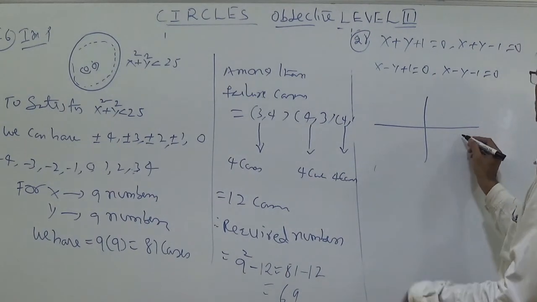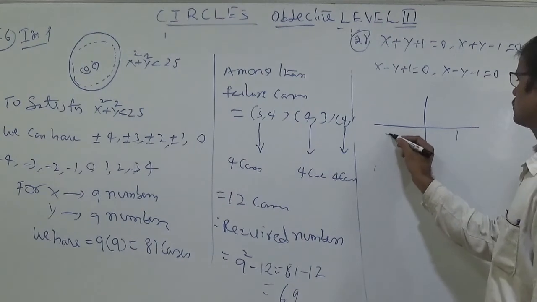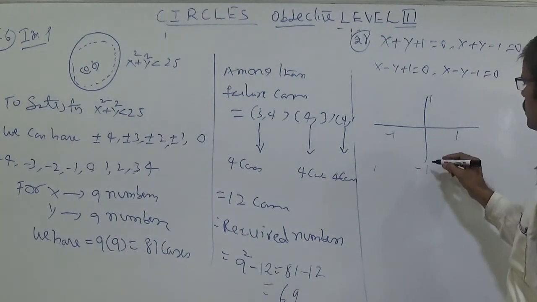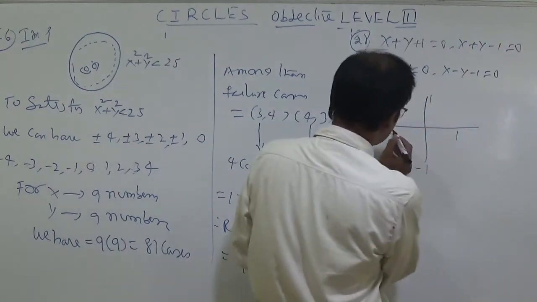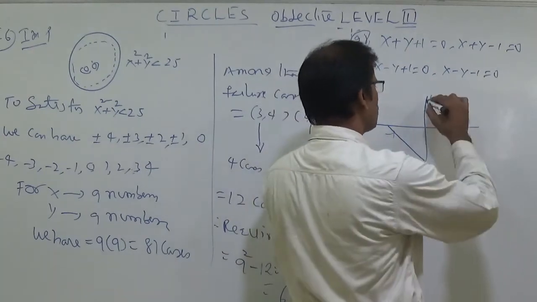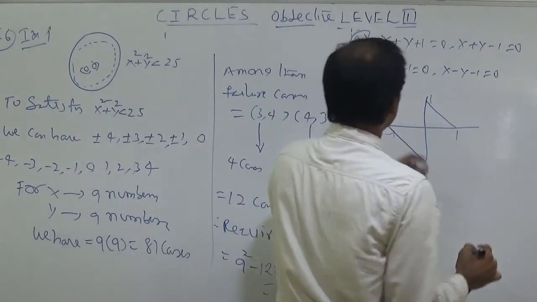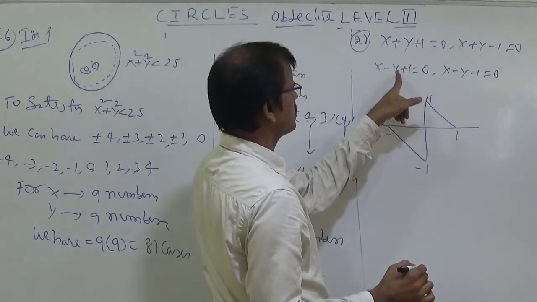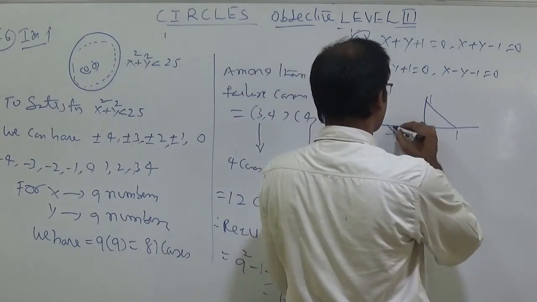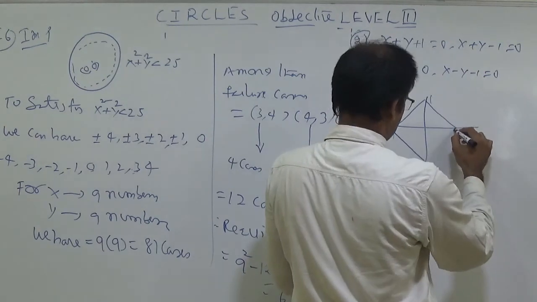So everything depends upon the intercept. Put here 1, minus 1, here minus 1 and here 1. So x plus y equals minus 1, both are negative, and the line you will draw like this. Here x plus y equals 1, both are positive, and you can get the line like this. Here x-intercept is minus 1 and y-intercept is 1. So minus 1, 1, you get the answer like this. And this is another line.